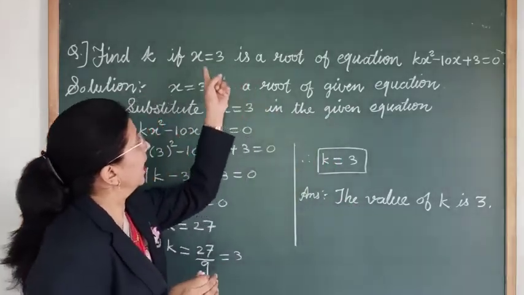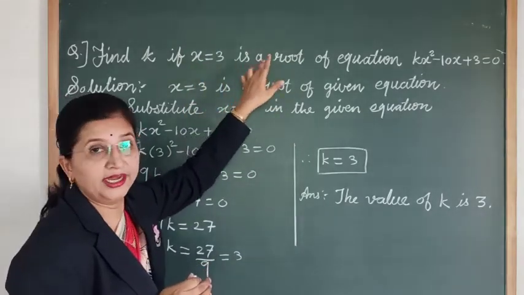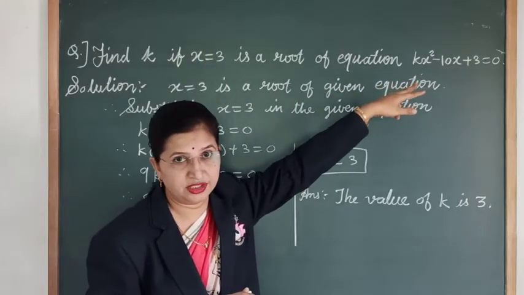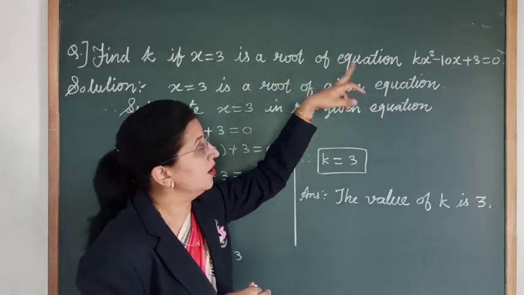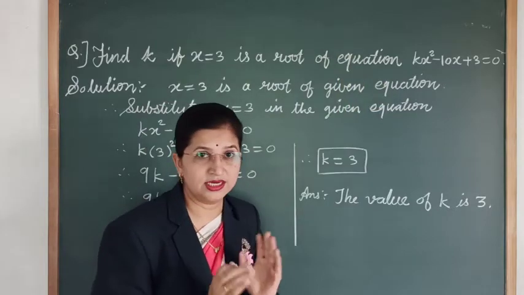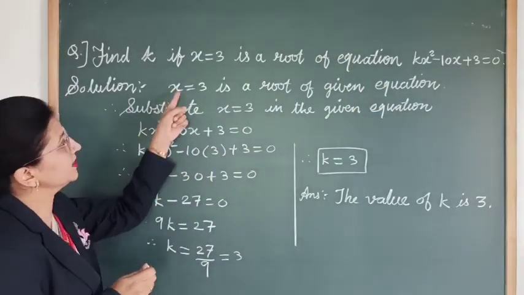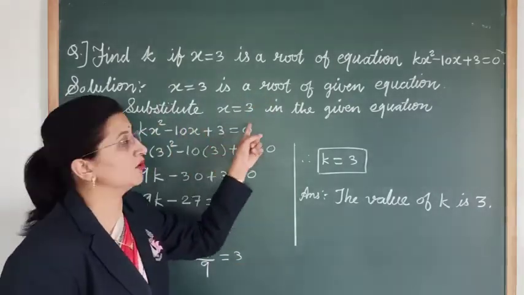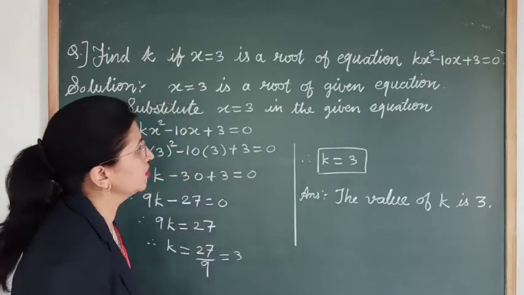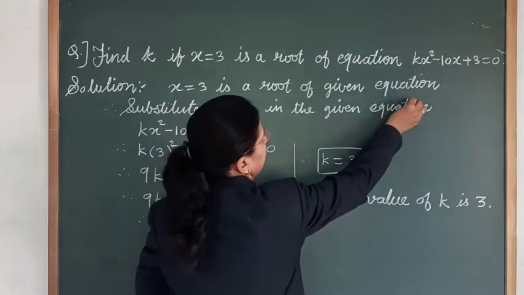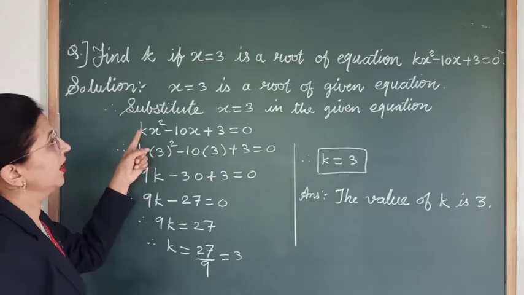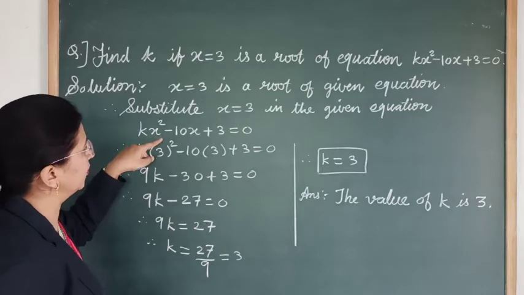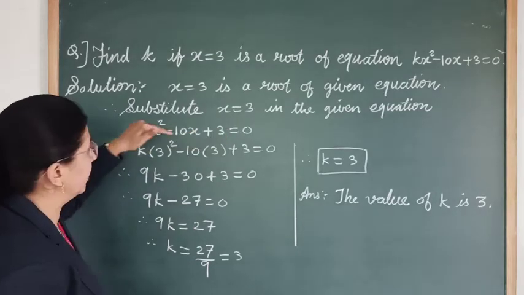Okay. Now here x = 3 is the root. It means that this value of x satisfies the given equation. So by putting this value, we have to find out the value of k. So let's see how to solve this. x = 3 is the root of the given quadratic equation, so substitute x = 3 in the given equation. So what is our equation? kx² − 10x + 3 = 0. So let's put the value of x as 3.